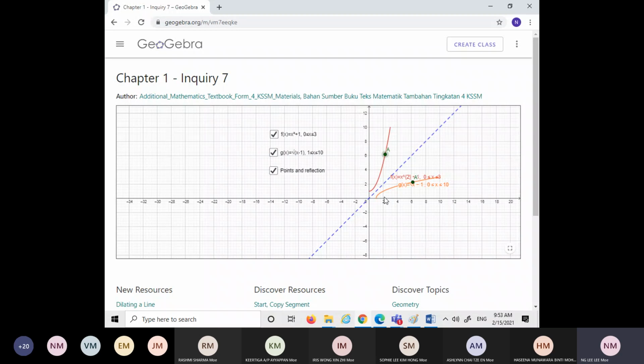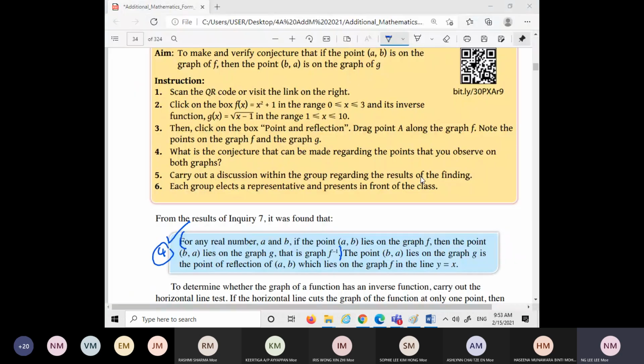Now I drag. You can see the inverse is moving. Now the point is at (2, 6), so now it's at (6, 2). I move some more. Maybe this is at (3, 9), then here at (9, 3). So this is the meaning. So this is the fourth property. It's in the textbook.